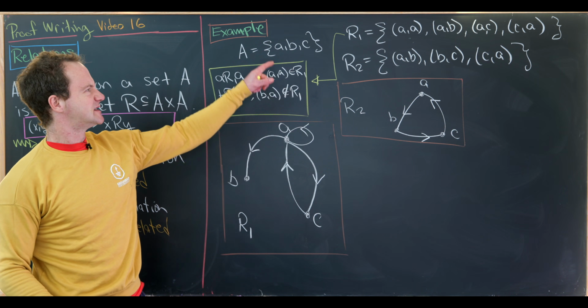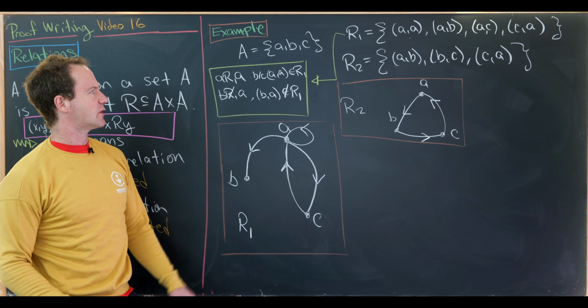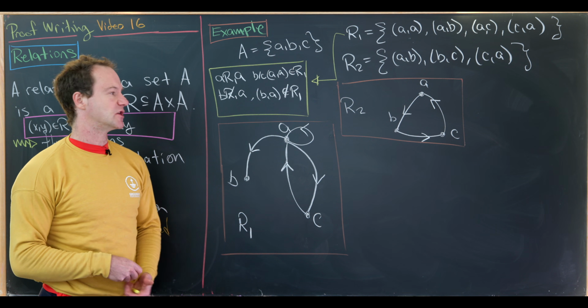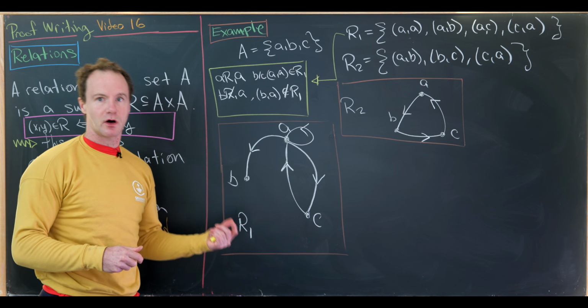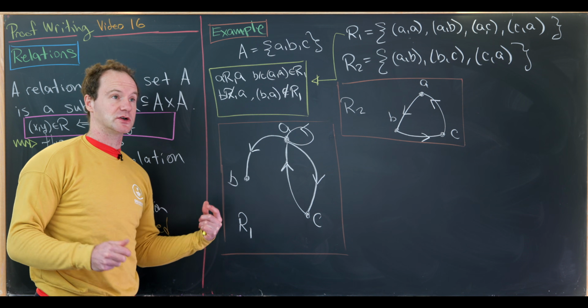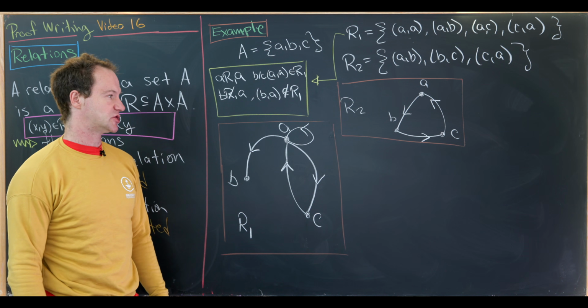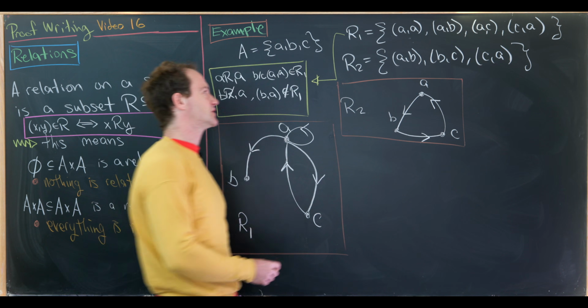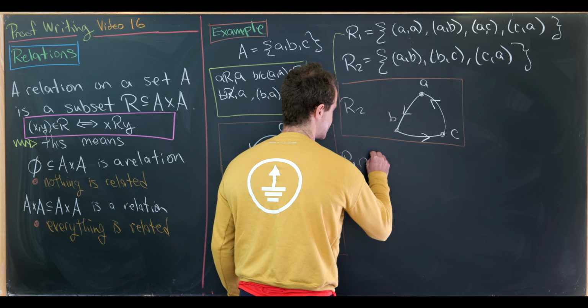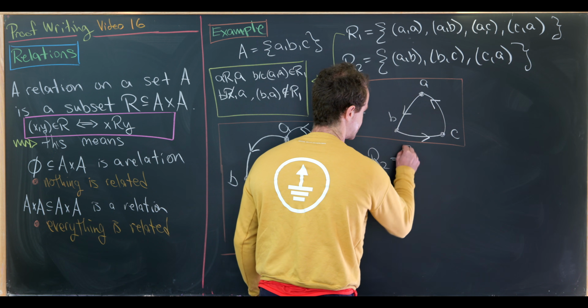Now notice that since R1 and R2 are simply subsets of A cross A, that means we can take their union and intersection, and that will also give a subset of A cross A. So R1 union R2 and R1 intersect R2 will also be relations. So let's look at each of those. Maybe let's look at R1 intersect R2 first.